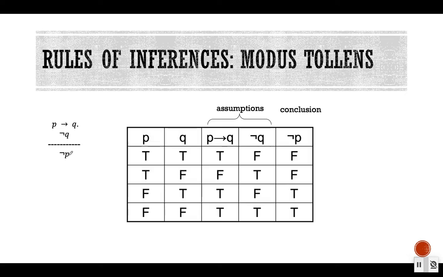Let's first find out, using the truth table, whether this is a valid argument or not. We are going to consider all the combinations of P and Q. We'll find out P implies Q is true for every case except one. Then not Q. Then we are going to find out where both of our assumptions are true. We can see that this is the only case where both of our assumptions are true, and our conclusion is also true.